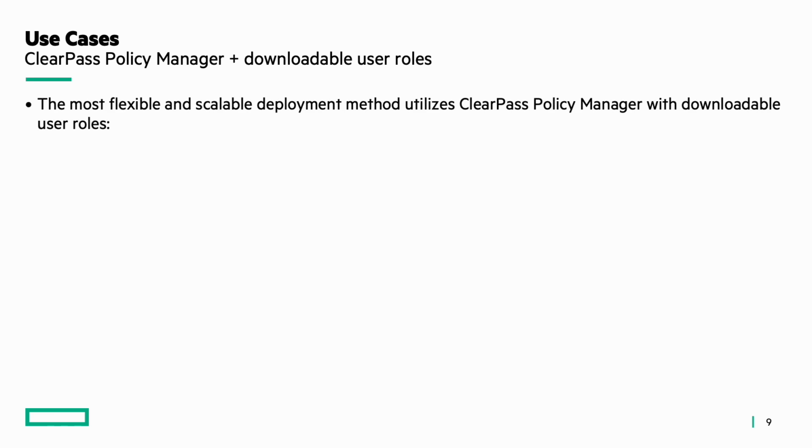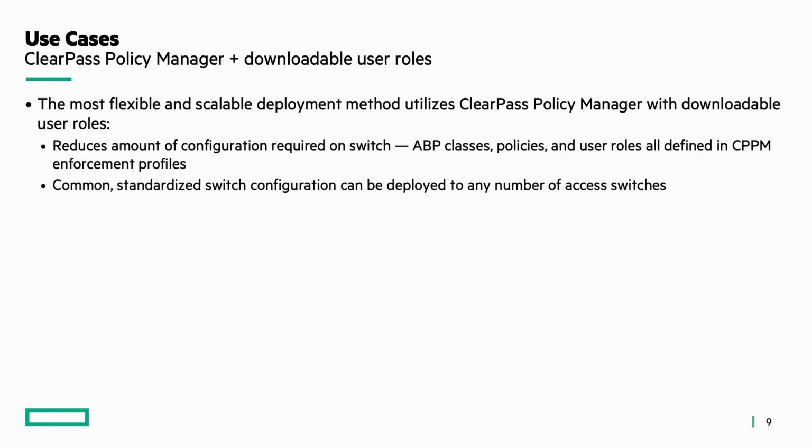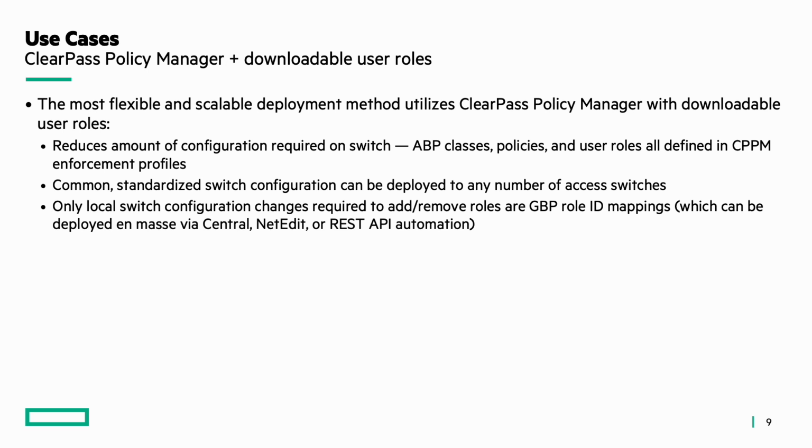The first employs ClearPass Policy Manager and downloadable user roles, which is the most flexible and scalable deployment method as it significantly reduces the amount of configuration required per switch. Nearly all app-based policy configuration, including classes, policies, and user roles, are defined in ClearPass enforcement profiles, a single standardized AAA configuration to enable switch communication with ClearPass. Use of downloadable user roles and any required role ID mappings can be deployed en masse via Central, NetEdit, or any other API-based configuration platform.